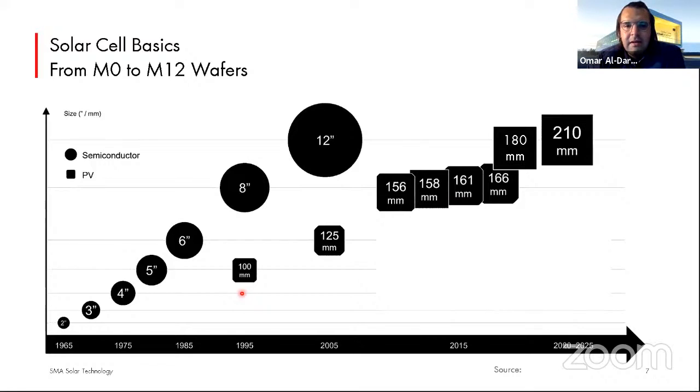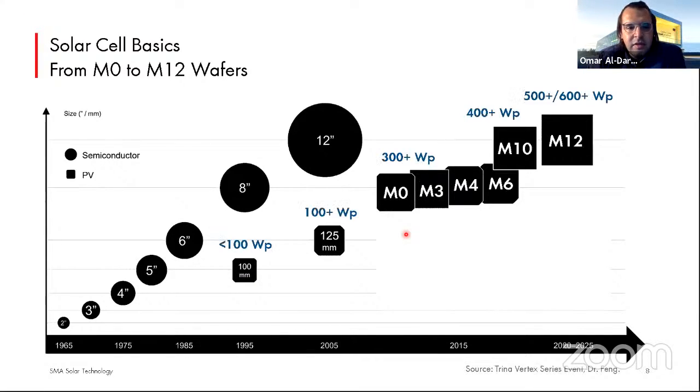What we've been seeing basically since the mid-1990s, all through the early 2000s, all the way to 2020, is a clear trend of growth in wafer size. In the literature, you'd see these by their names as around M0, M3, M4, M6, if you're reading an article on PV Tech or something. And these have been the most popular for the past decade and a half.